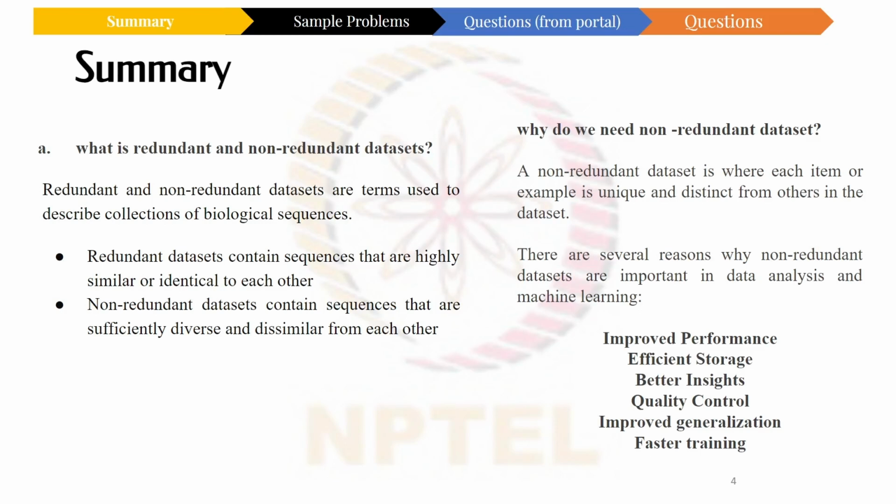Non-redundant datasets require less storage space compared to the redundant datasets, which can be especially beneficial when working with large datasets. Here, by removing the duplicates or highly similar entries, the dataset size is reduced without sacrificing the important information. Without redundancy in a dataset, it is easier to identify and interpret meaningful patterns and trends, leading to more informed decision making.